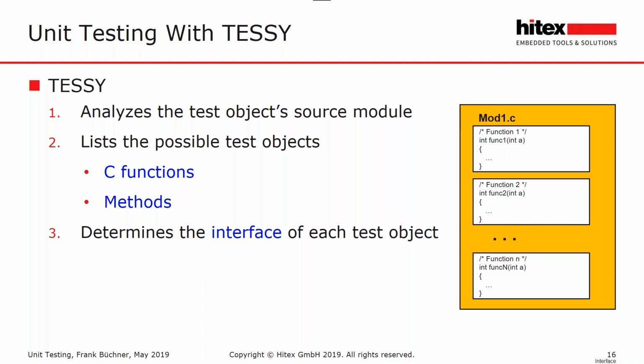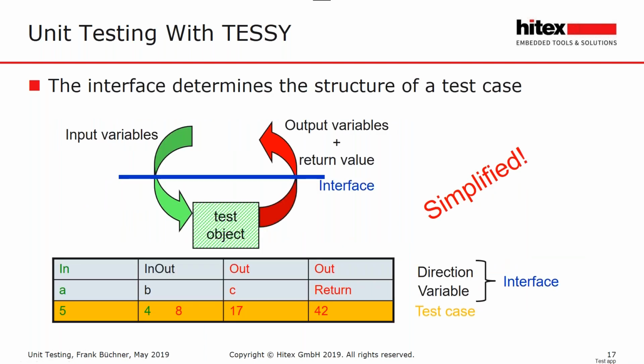But what is more important is that Tessie determines the interface of each test object, and we have already seen a little bit about the test object. We see here a simplified version of the interface, with a test object in this example, and the table here. The first two lines in the table, which are shaded in gray, give you an example for a very simple interface.